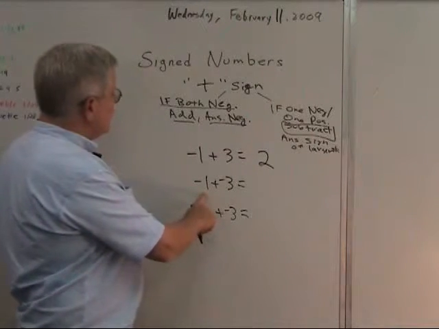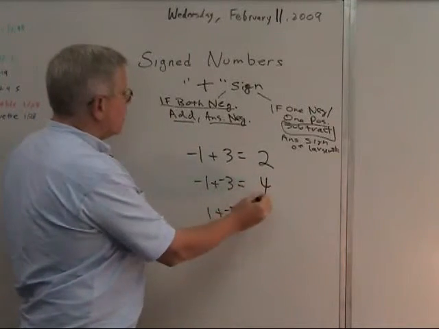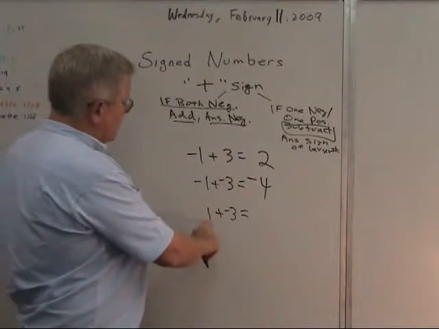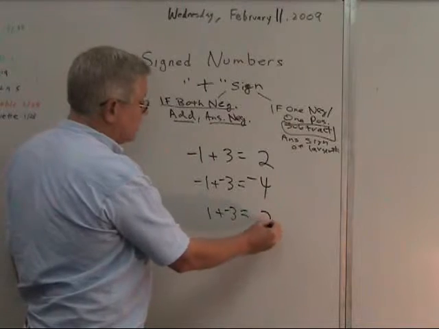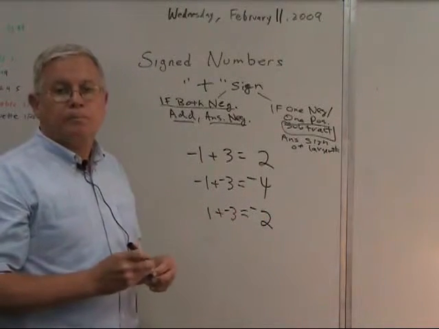Second example, they're both negative, so you add 4, and the answer is negative. The third example, one positive, one negative, so we subtract. 3 was the larger one, it was negative, so it's -2.